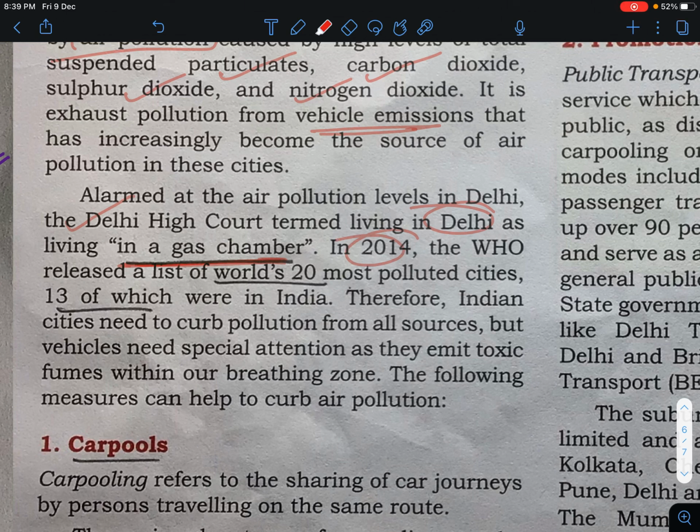So, in 2014, the WHO released a list of the world's 20 most polluted cities, and 13 of them were from India. From here we can conclude that the World Health Organization recently released the world's 20 most polluted cities, and out of 20, 13 are from India, and therefore Indian cities need to curb pollution. It is necessary to reduce pollution from all sources. But vehicles need special attention as they emit toxic fumes within our breathing zone, which affects our breathing.